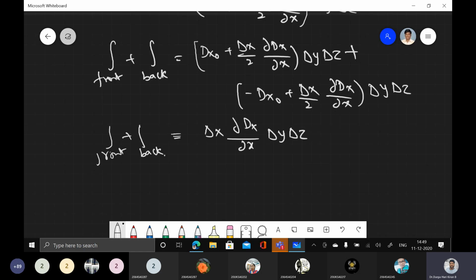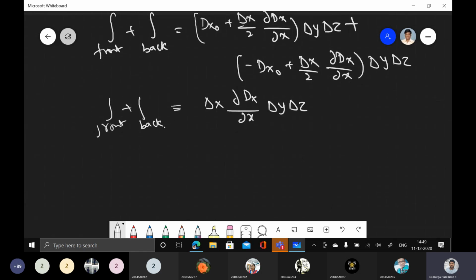Similarly, if you write it for the other terms also, what is that? That is front and back. Maybe left and right.